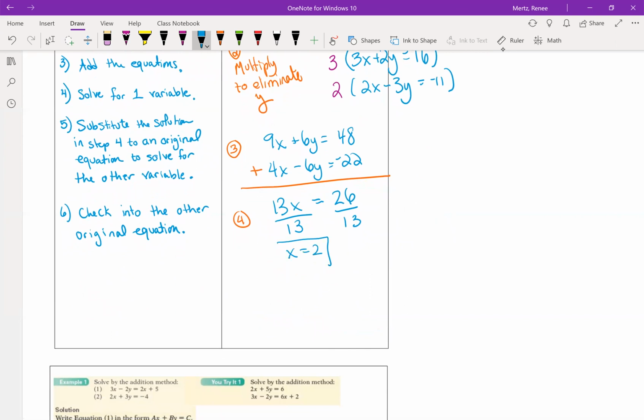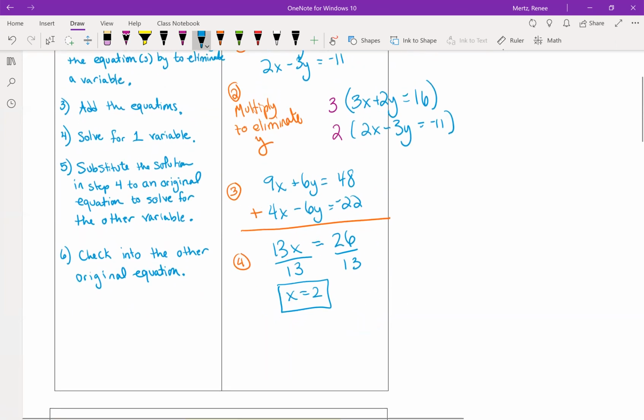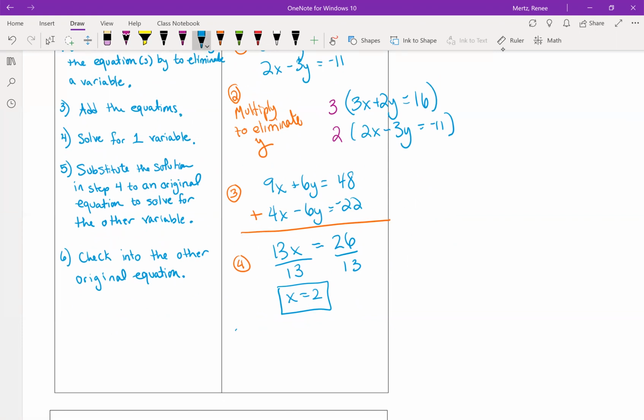I'm going to plug this answer into either original equation. It doesn't matter which one. So I'll go with the top one, 3x plus 2y equals 16. I'm going to plug in the 2. Solve for y. So 16 minus 6 is 10. So y equals 5.